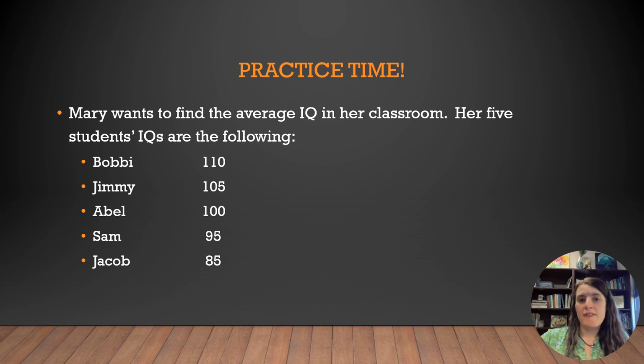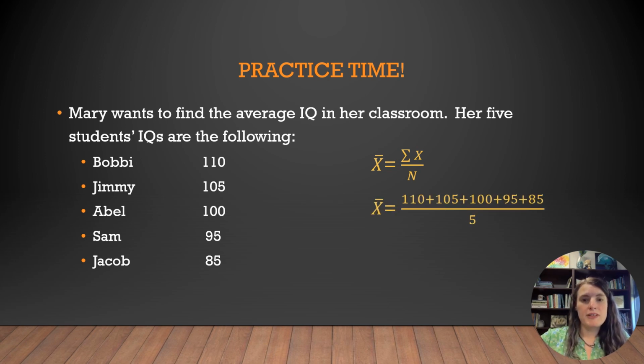Mary wants to find the average IQ in her classroom. She has 5 students and their IQ scores are shown here. So we know that the average is found by adding up all of the x values and then dividing by the total number of x's. In this case, the IQ scores are the x values because they're the variable we're interested in averaging.